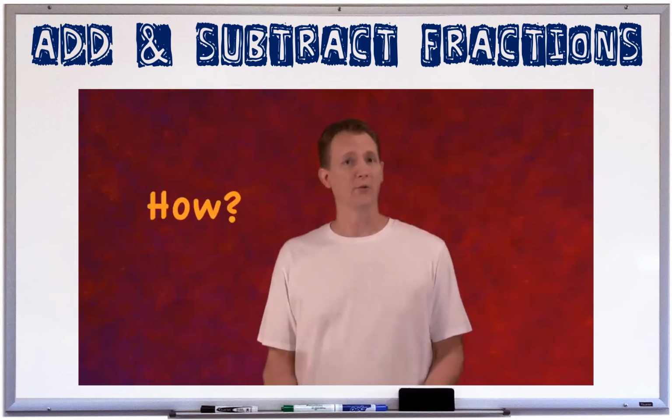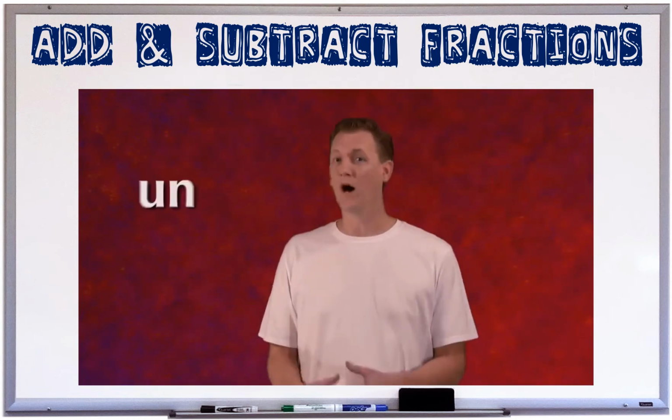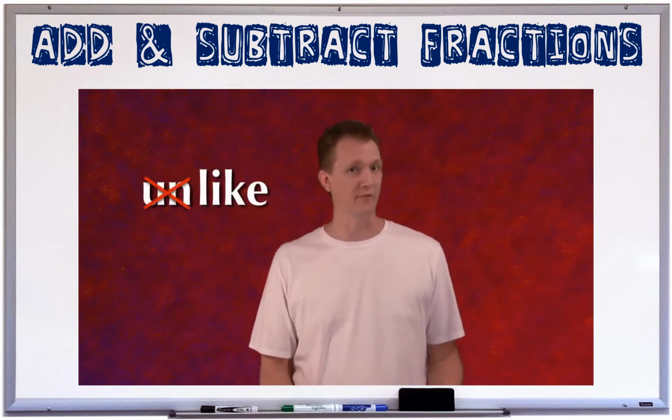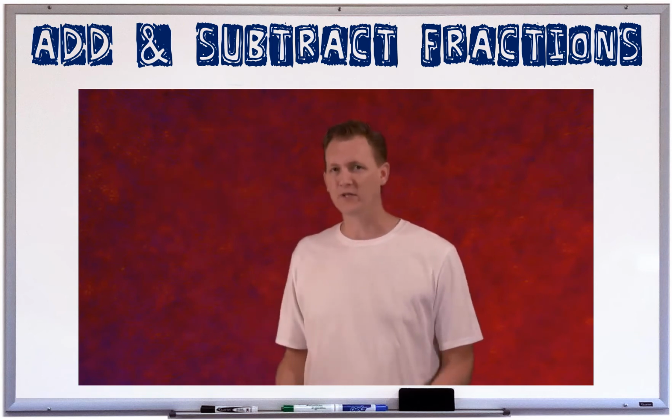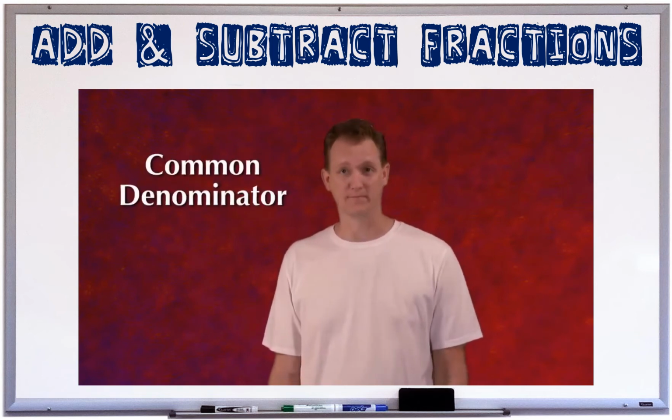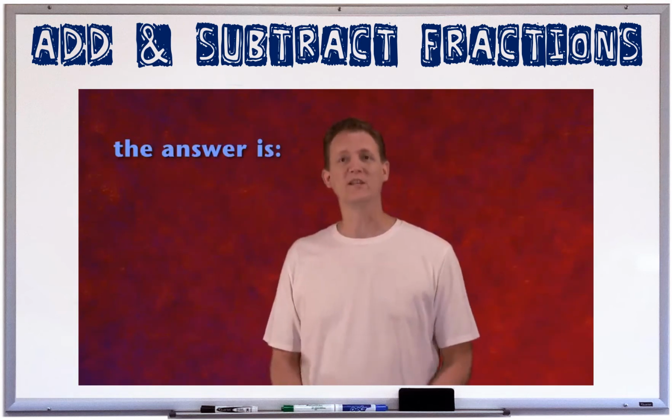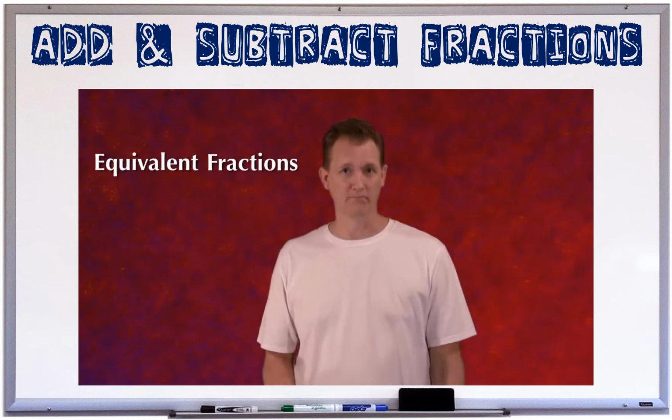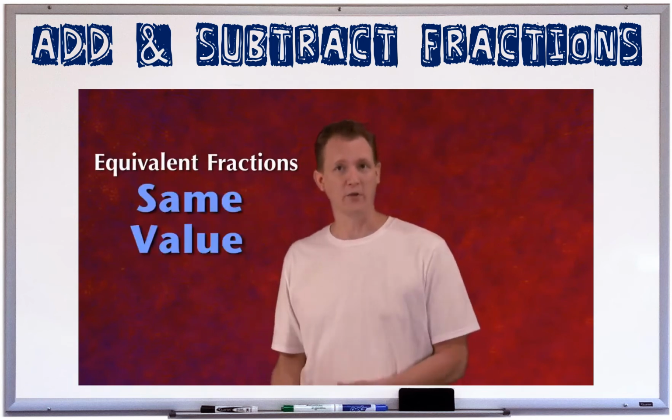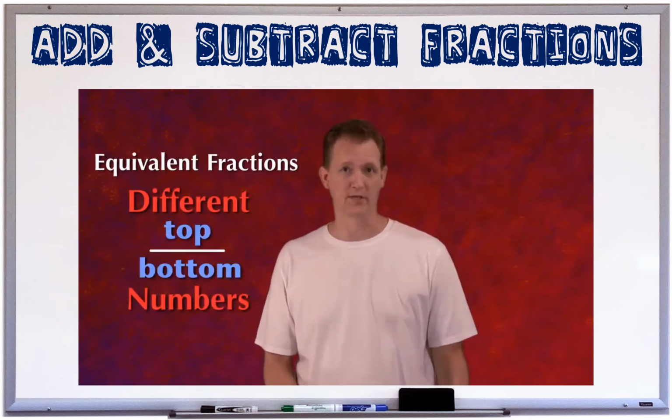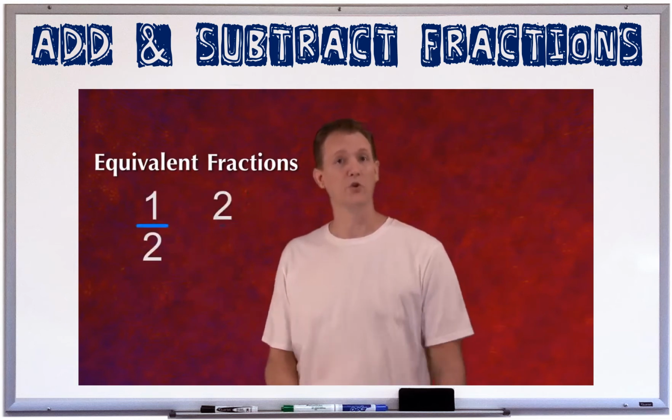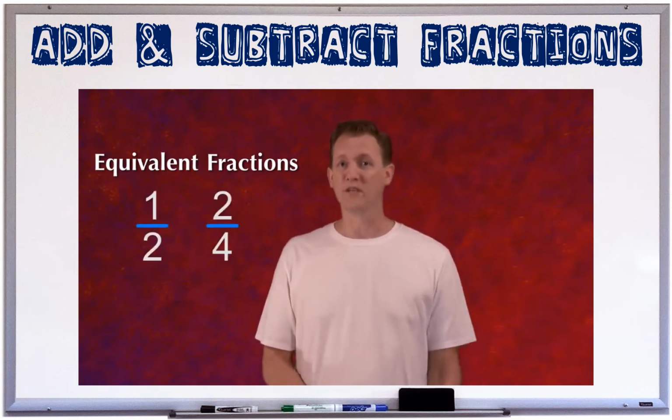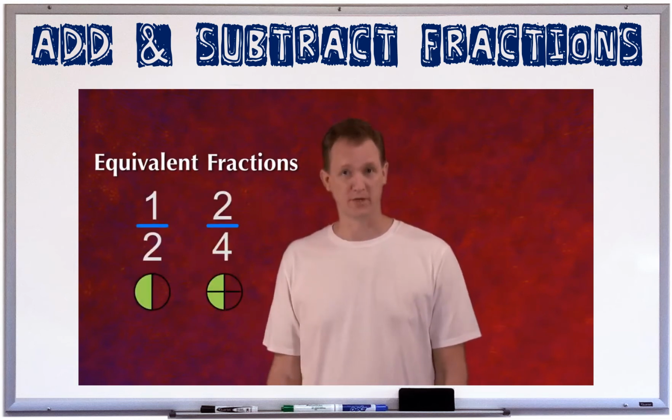Alright then, how do we do that? How can we change 2 unlike fractions into 2 like fractions? How do we get our fractions to have a common denominator? The answer is we need to use equivalent fractions. You remember what equivalent fractions are, right? They're fractions that have the same value but use different top and bottom numbers, like 1/2 and 2/4. They both represent 1/2 but with different numbers.